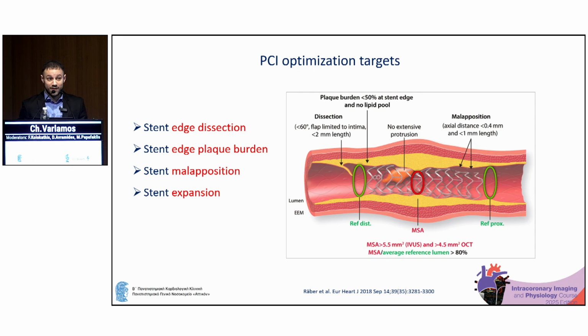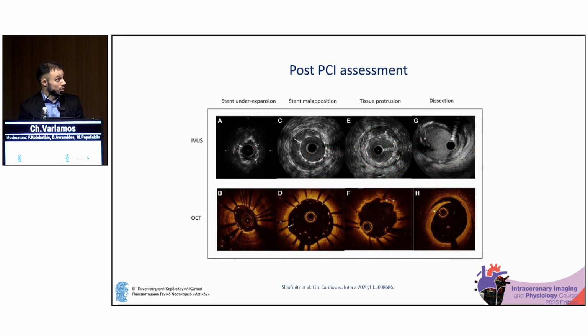So we have some values. We have an absolute value, the MSA. We want an MSA over 5 or 5.5, but we know the disadvantages of the MSA because not every vessel is the same. So we can use a relative value for expansion, like a ratio of MSA to average reference lumen. In trials, maybe the perfect is to have 90% of stent expansion, but we all know in real life, if we have 75 or 80% of stent expansion, it's really fair, and we have a good result. So those are some examples for post-PCI assessment.